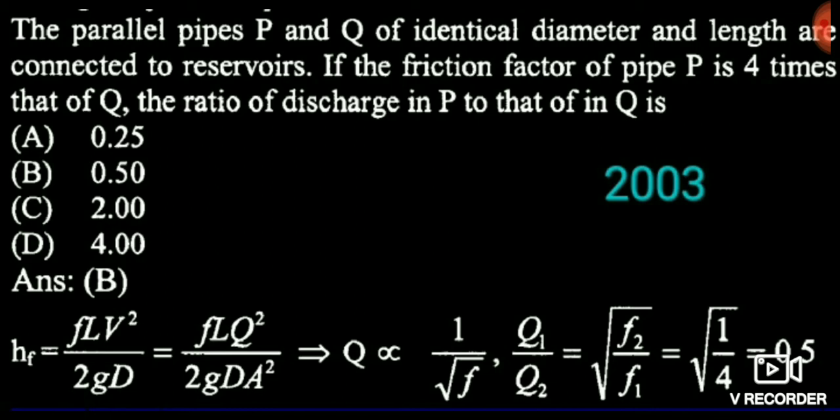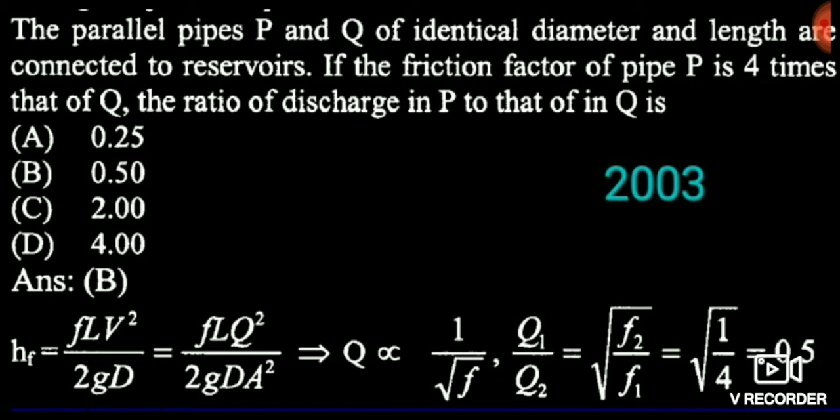So you can write the velocity in terms of area. So you can write it as FLQ square by 2GD into A square. Now friends, everything is same. We have only the difference is friction factor for both P and Q. P friction factor is 4 times of Q. So you take the ratio of both.